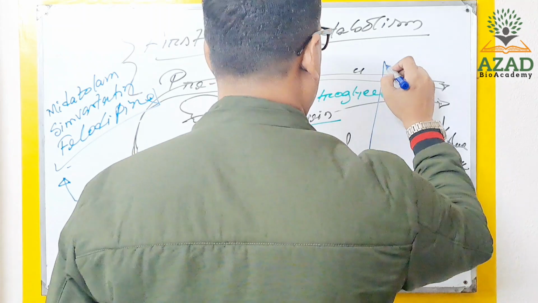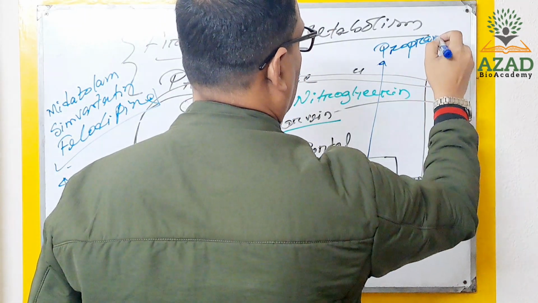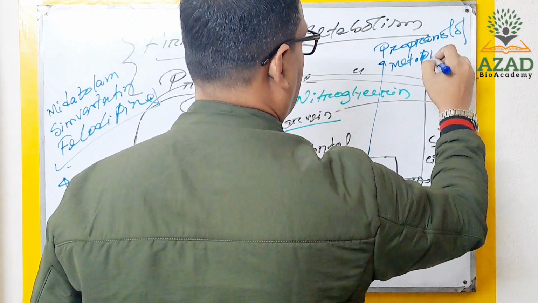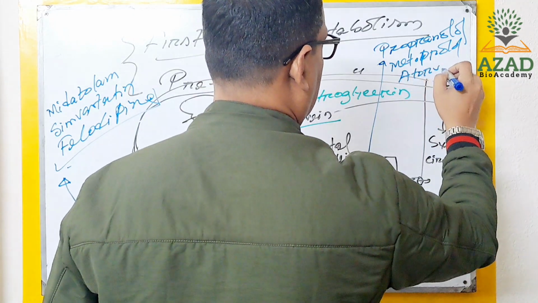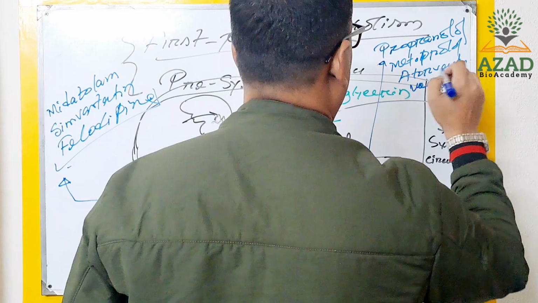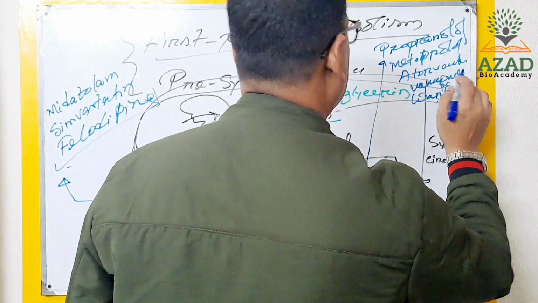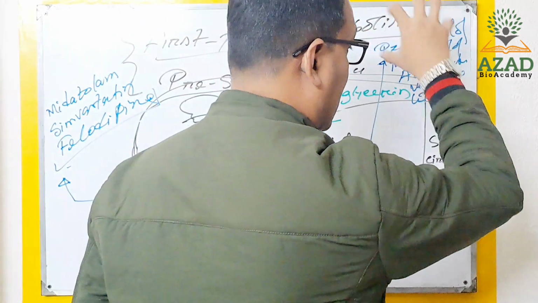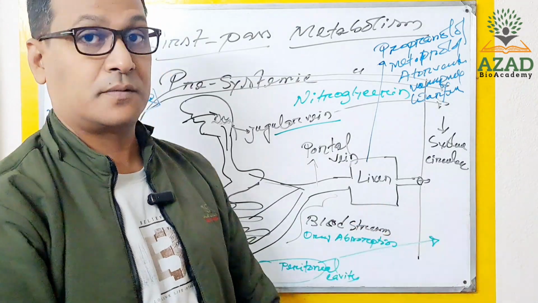Okay, so we can give some examples of your liver metabolized drugs, like propranolol, metoprolol, atorvastatin, you can say verapamil, warfarin, and many different drugs. So even 70, 80 to 90% of the drug can be metabolized in the liver before going to the systemic circulation.